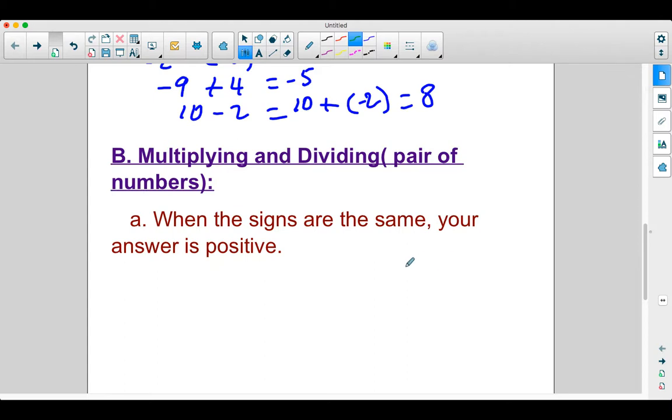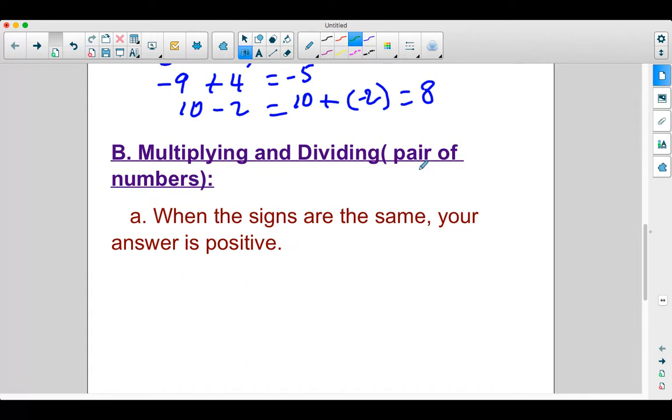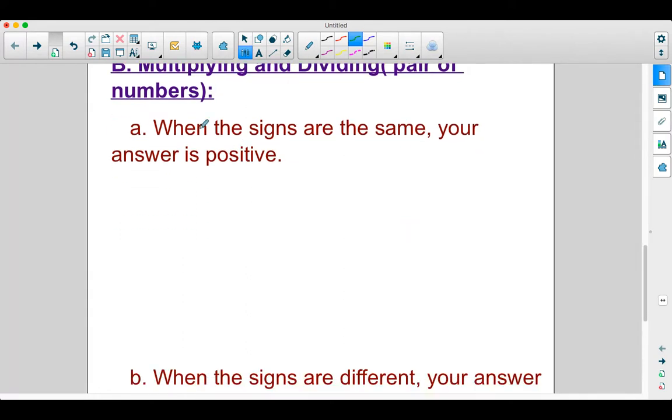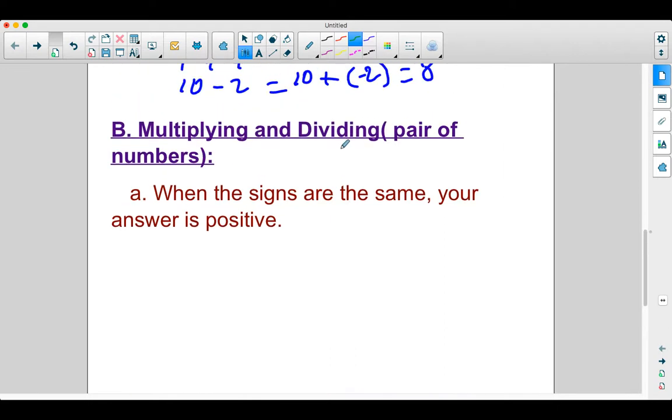Now, the focus is on the signs, the rule of signs, so that you are not confused whether your answers are positive or negative. Notice we are talking about a pair of numbers. That means two numbers at a time. So, multiplying and dividing. The rule of sign for that.